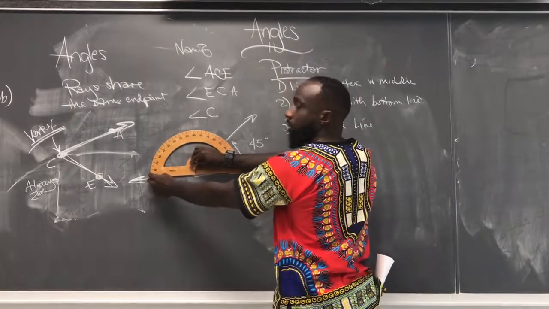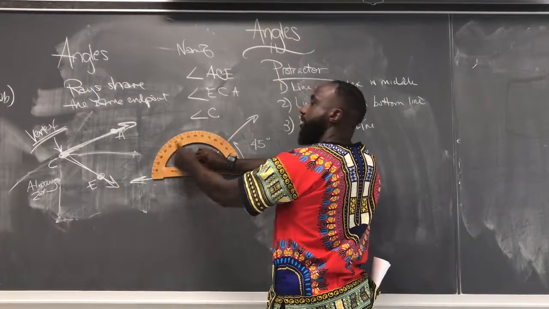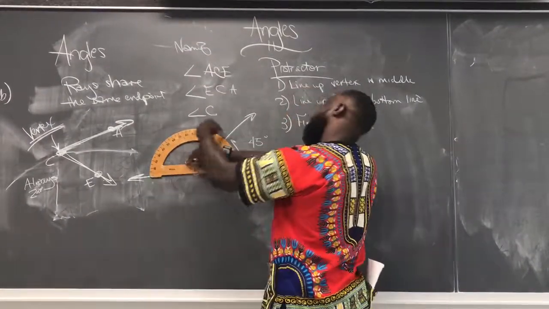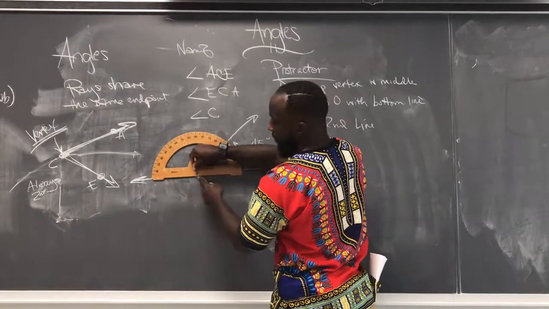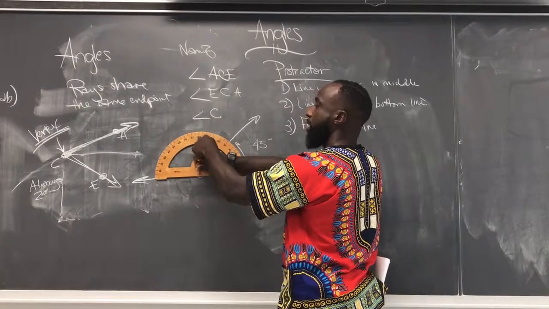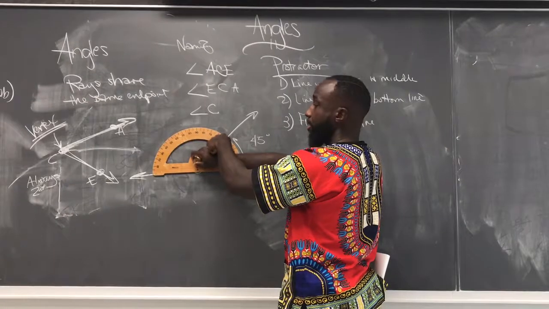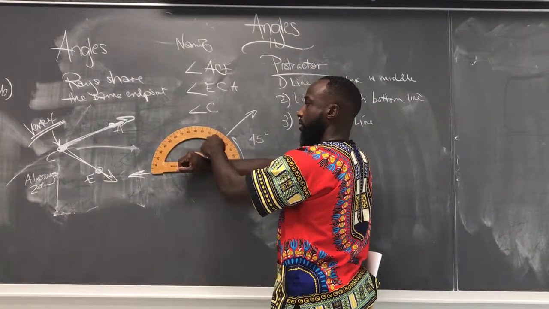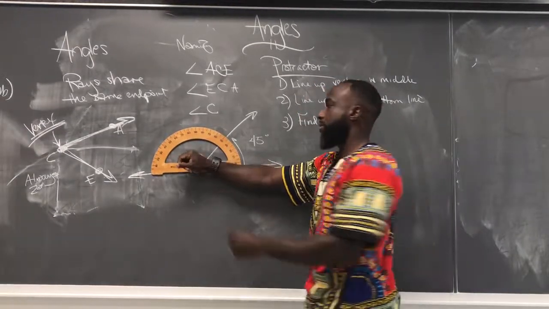The new bottom line is going to be this line here, which means that you're going to count in this direction. Whereas earlier we were counting in the other direction, now you're going to count in this direction. And so we're going across. We found the bottom line. We matched up our vertex, and it looks like this is going to be at 90, 100, 110, 120, 130, 132, 133.